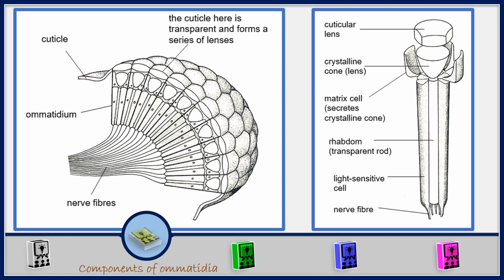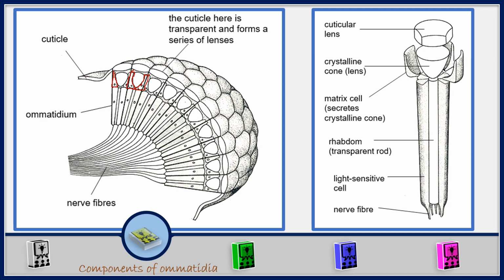Now let us check here if we can see the matrix cells. The matrix cells are these ones here, on the sides of the cone. This one is a matrix cell. If you look here, this is a matrix cell. All these are matrix cells. They are the ones that secrete the crystalline cone, our lens.